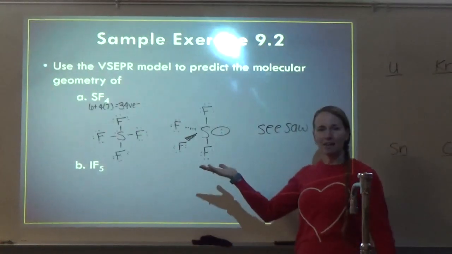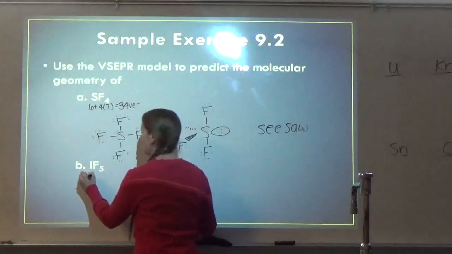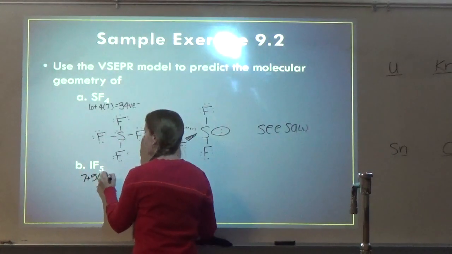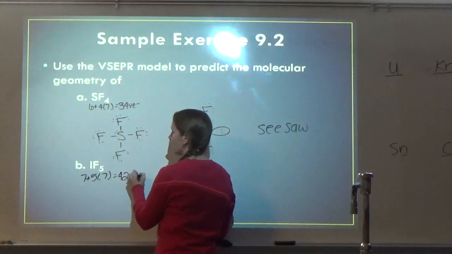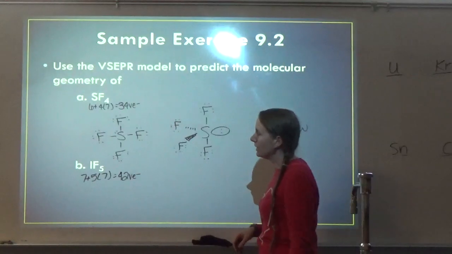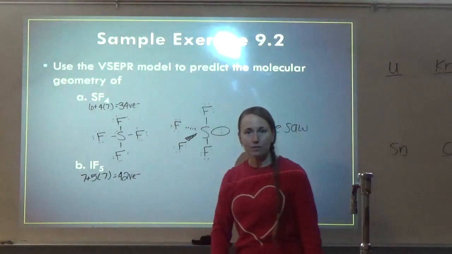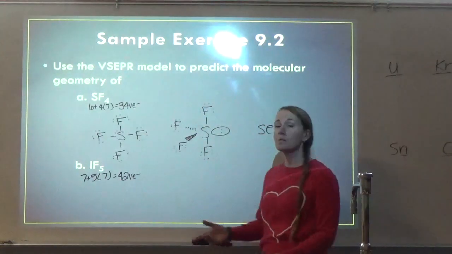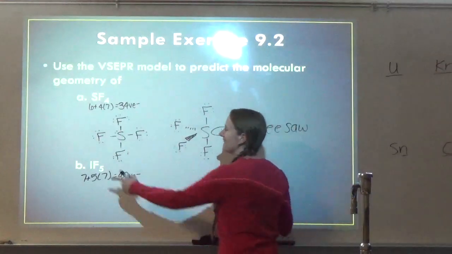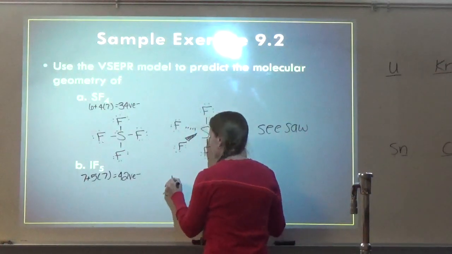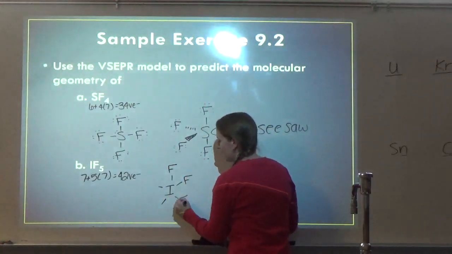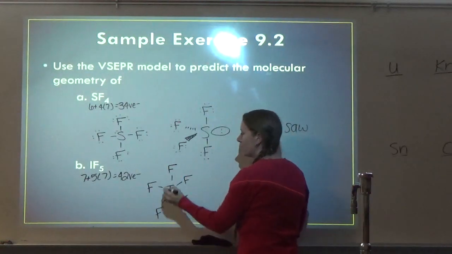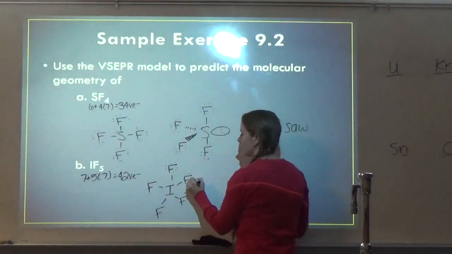All right, so let's look at IF5. So I has 7, F also has 7, but I'm going to multiply it by 5, so I have 42 valence electrons. Because I got 35 plus 7, that's 42. I'm telling myself that, not y'all. All right, so I is going to go in the middle, so I'm just going to put all my F's around it. Each F has 2 electrons from the bond, so each one needs 6.